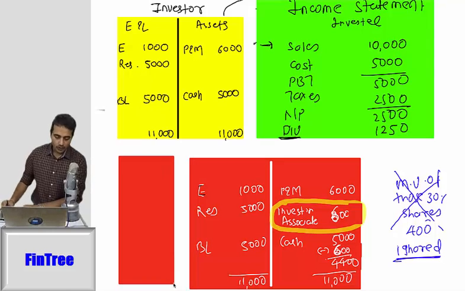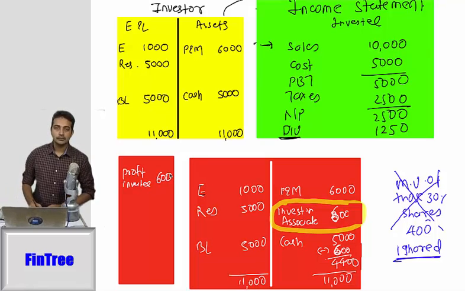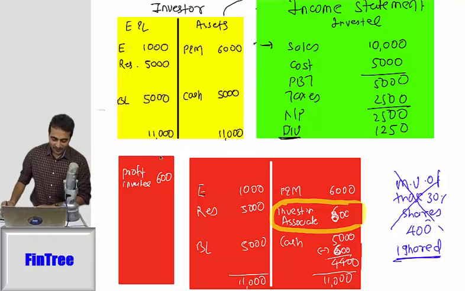And in the books of your investor, whatever is your profit, to which we will add towards the bottom, profit from investee 750. How is this 750? 2,500 into 30%.